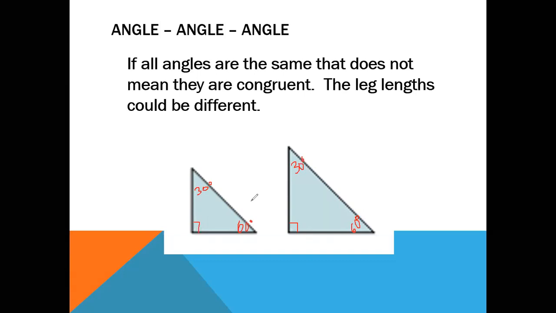No. Why are they not congruent? They're not the same size. The lengths are different. Very good. Congruent means everything about them is the same as far as measurements go. Okay, they can be turned differently, but the same size. They have to be the same size. So angle, angle, angle does not work. And here's an example why.